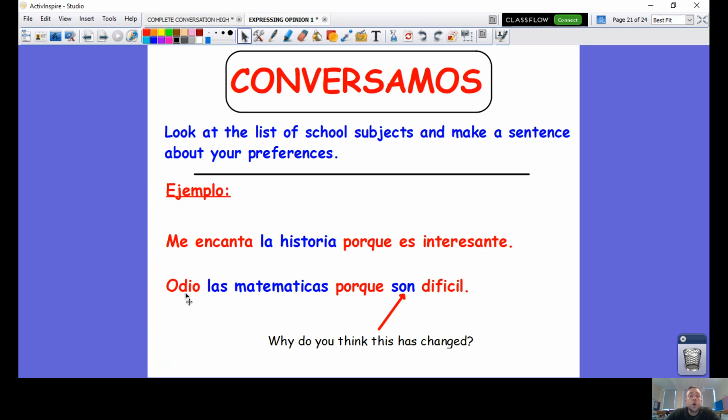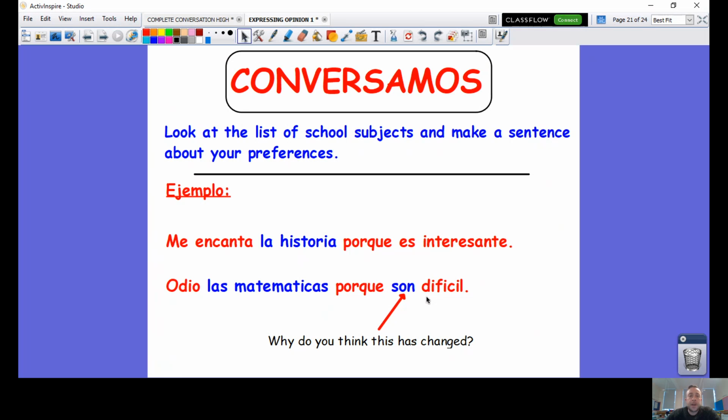Let's have a look at the next one. Odio las matemáticas porque son difícil. What does that mean in English? That's right. I hate mathematics because they're difficult. Now, if we look here, it says porque es. But here it says porque son. Why do you think that has changed?